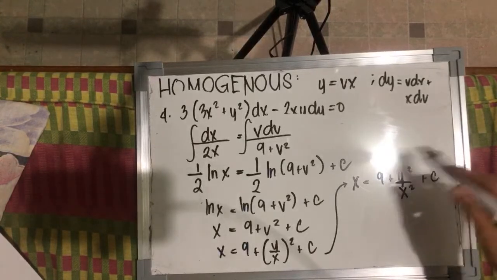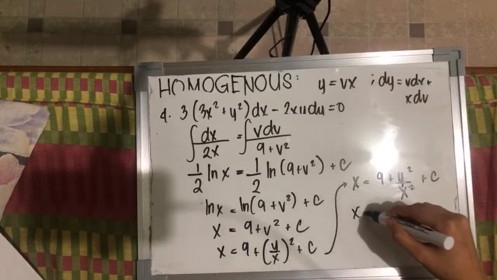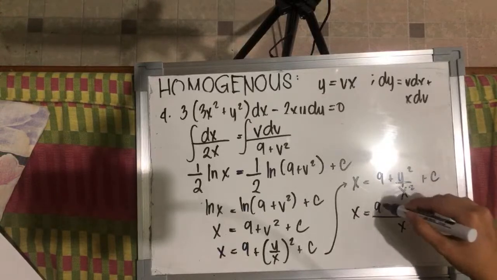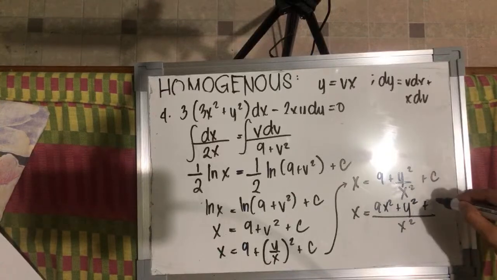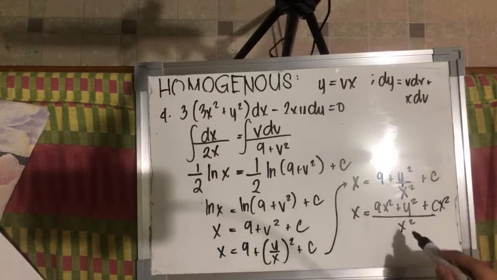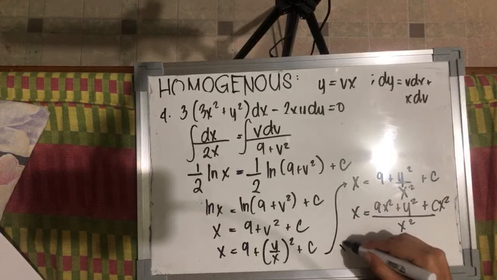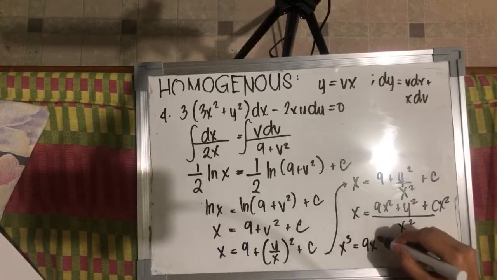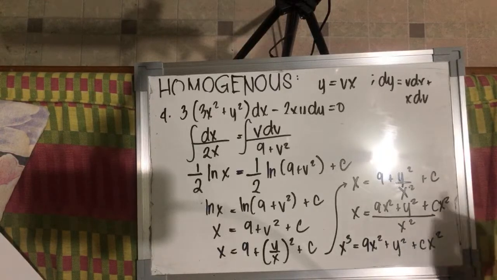So, simplify ko tong buong equation na to, magiging x is equal to x squared, 9x squared plus y squared plus cx squared. So, cross-multiply na to para maging straight line na yung equation. X cubed is equal to 9x squared plus y squared plus cx squared.